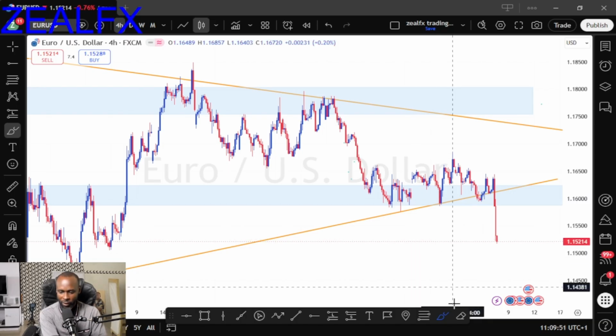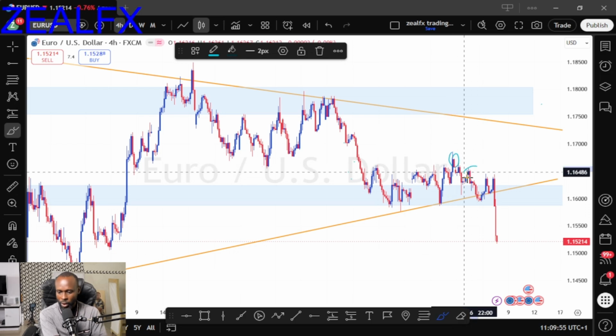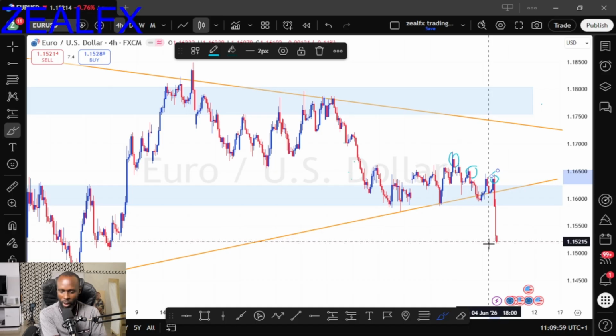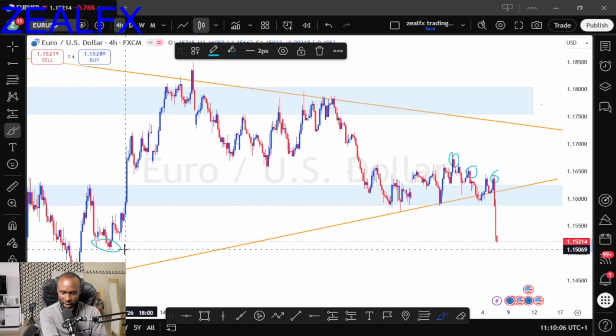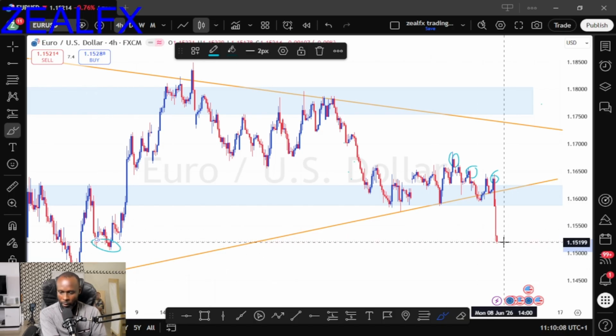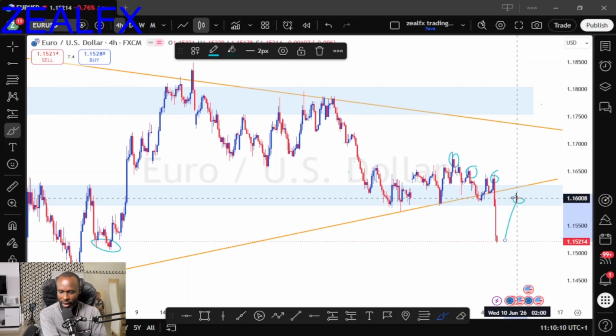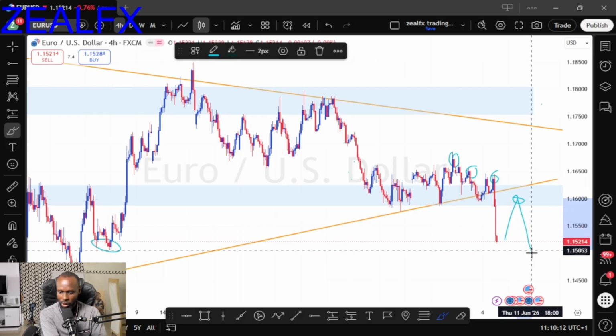So as long as we have this series of lower highs on the Euro USD, it's clear that we have a downtrend structure. You can see that price is currently rejecting, price failed to close below this support level. This is a sign of price reversal back to this resistance area. Then we can start looking for possible sells for the Euro USD to the downside.